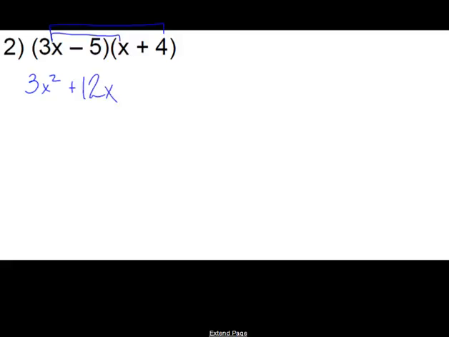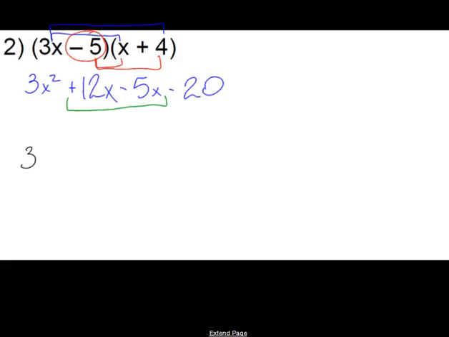Next, I take my second term here. This is a negative 5 that I'm distributing to each of these. So negative 5 times x is a negative 5x. Negative 5 times a positive 4 is a negative 20. I now combine my like terms here in the middle.